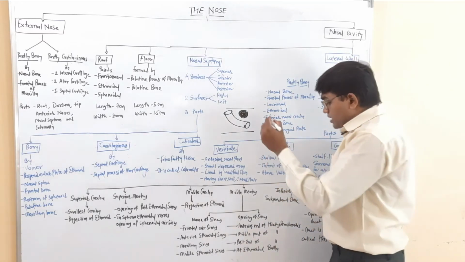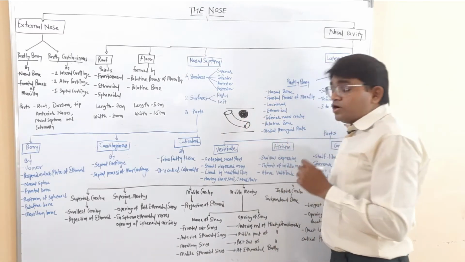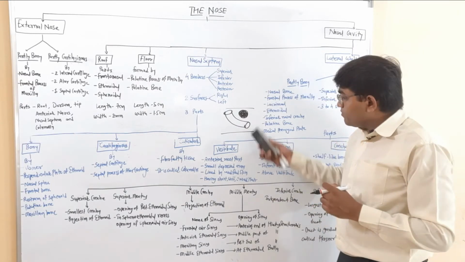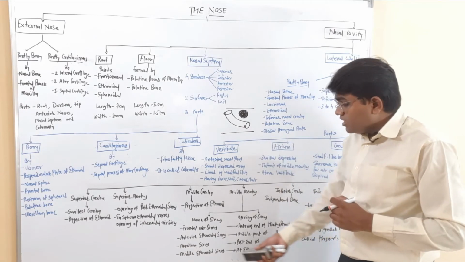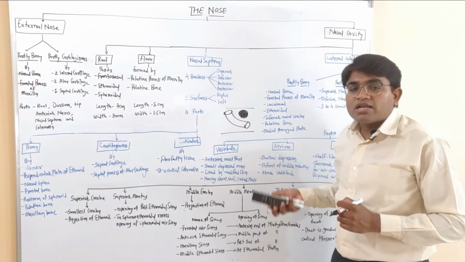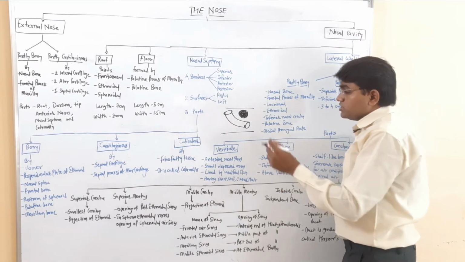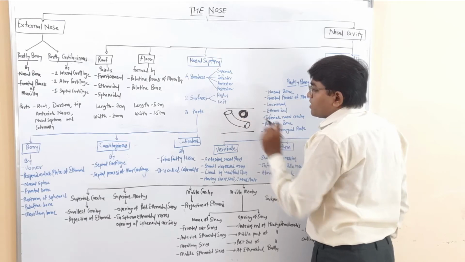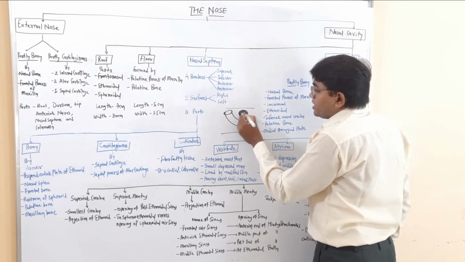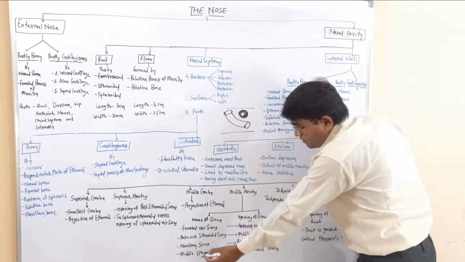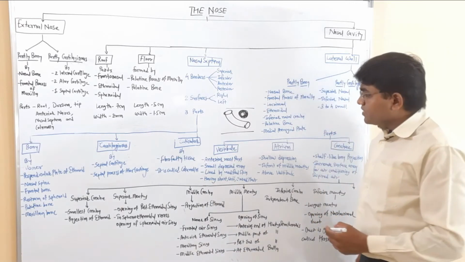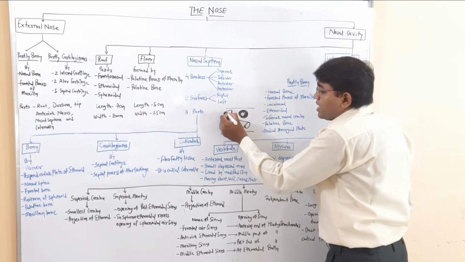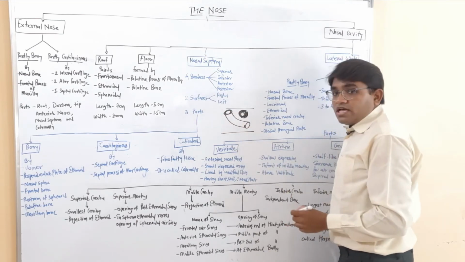Okay, so this ethmoidal bulla is due to the projection of the ethmoid bone. Because on this ethmoidal bulla there is an opening of the middle ethmoidal sinus, so it is a projection due to this middle ethmoidal sinus. So here on the central part of the bulla there is one opening, and this opening is for the middle ethmoidal sinus.